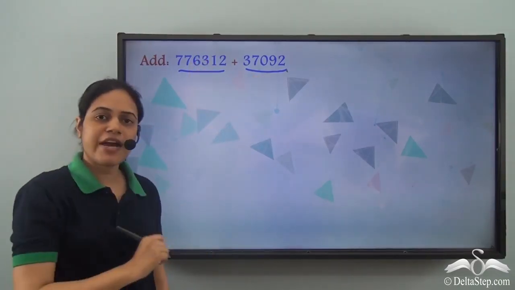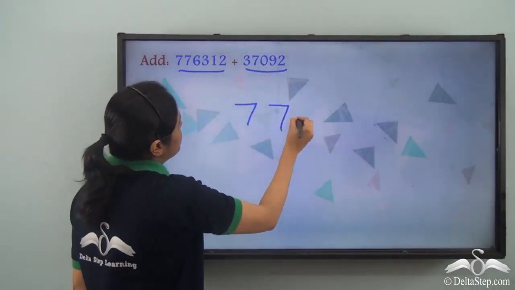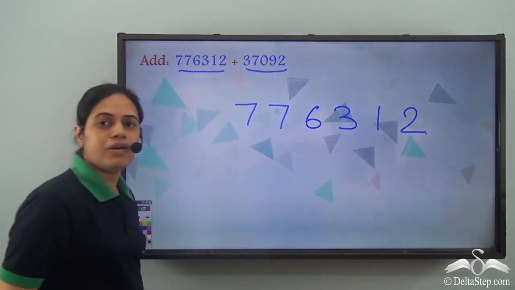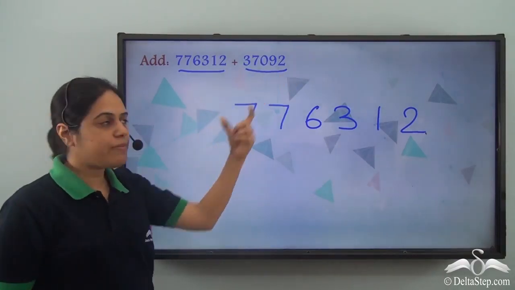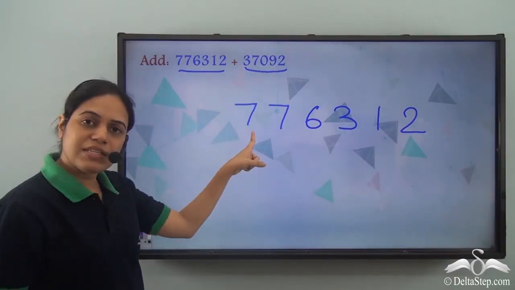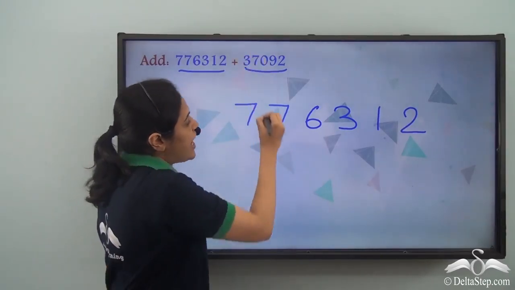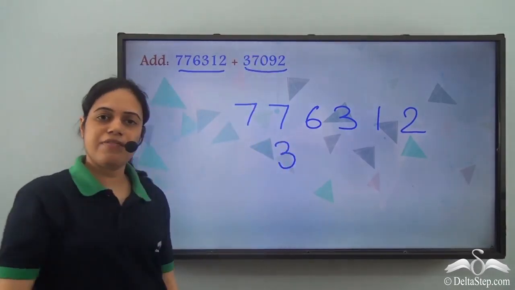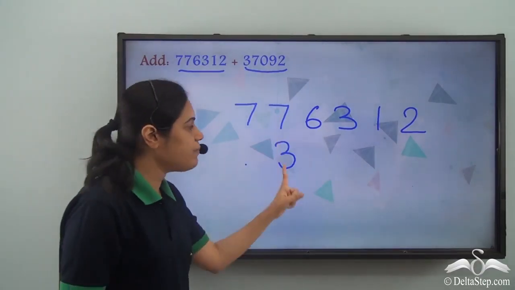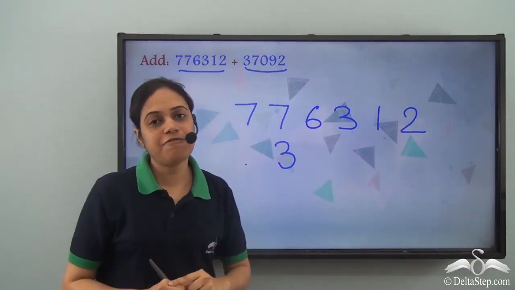So first, let us write the 6-digit number on top. So I have 7, 7, 6, 3, 1, 2. Now this is a 5-digit number. So 3 is in the 10,000s place. This 7 is in the lakhs place. This 7 is in the 10,000s place. So I will write 3 below this 7. So remember, I will not write 3 here. I will write 3 below this 7 because I need to write the digits in their respective places.